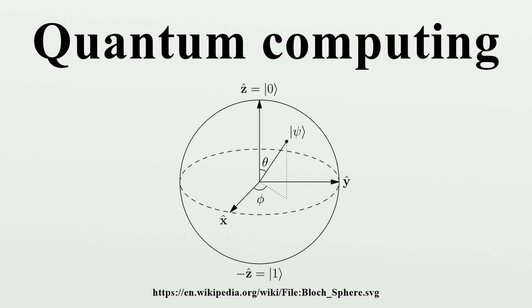Large-scale quantum computers would be able to solve certain problems much more quickly than any classical computers that use even the best currently known algorithms, like integer factorization using Shor's algorithm or the simulation of quantum many-body systems. There exist quantum algorithms, such as Simon's algorithm, that run faster than any possible probabilistic classical algorithm. Given sufficient computational resources, in theory a classical computer could be made to simulate any quantum algorithm, as quantum computation does not violate the Church-Turing thesis.